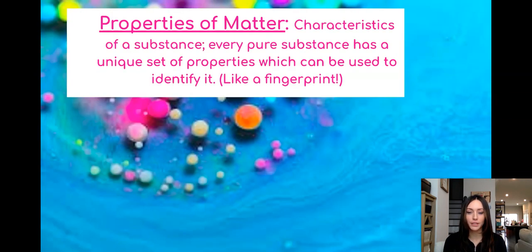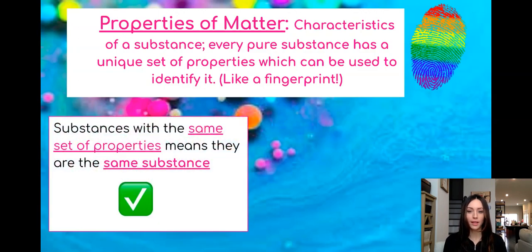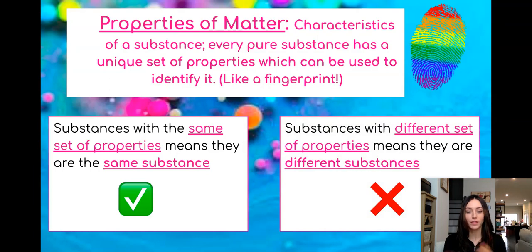As a quick reminder, the properties of matter are characteristics of pure substances. Every pure substance has its own unique set of properties that can be used to identify it, just like a person's fingerprint. Recall that substances with the same set of properties are the same substance. Their fingerprint, or their properties, is the same. However, if I look at substances and find that they have a different set of properties, this tells me they are not the same, they are different substances.